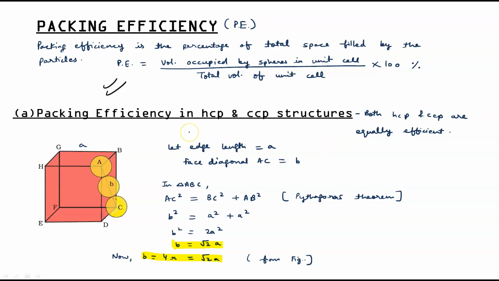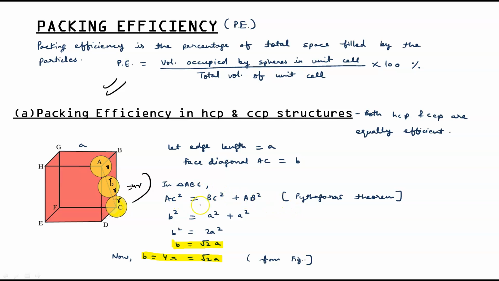The first topic is packing efficiency in HCP and CCP structure, because both HCP and CCP are equally efficient. Both have the same coordination number 12, so both occupy the same available volume. This is the diagram of HCP and CCP structures. In this diagram, let the edge length equal a, and the face diagonal AC equal b. You can see from the diagram, the face diagonal has three spheres, and there are four radii, R, R, R, R. This is 4R.